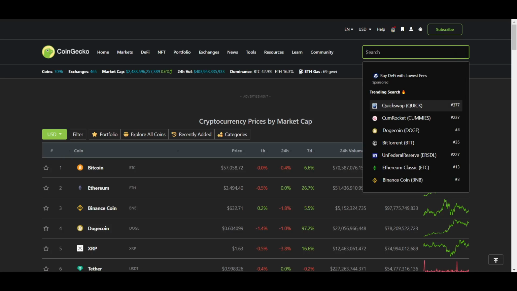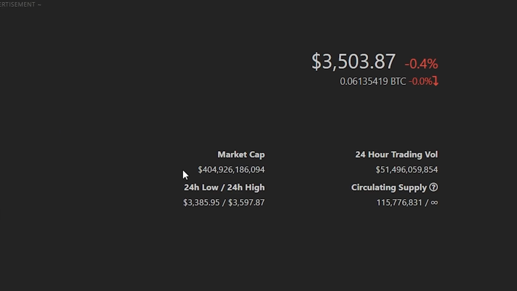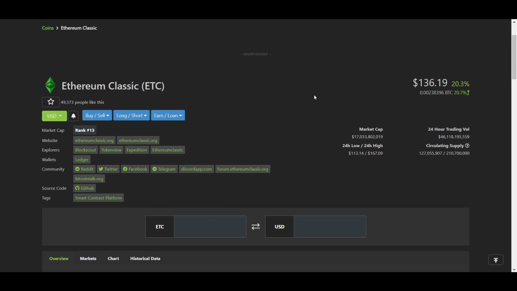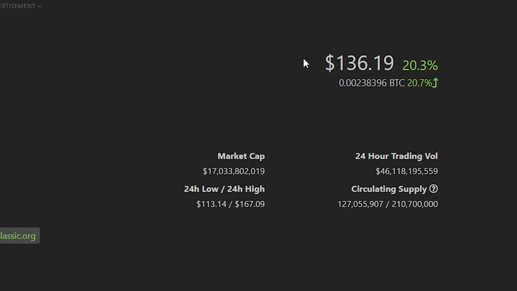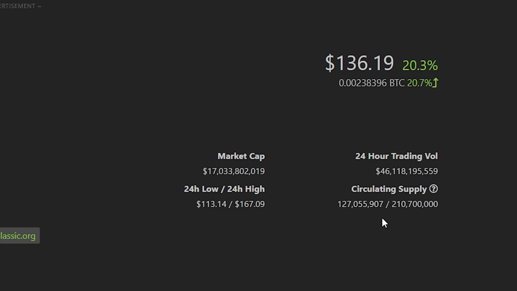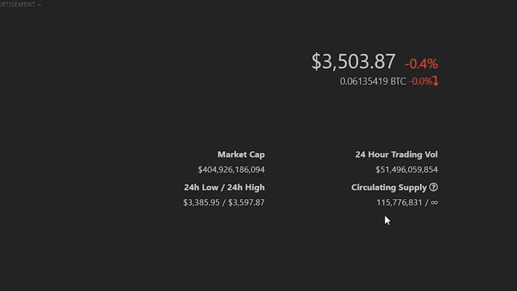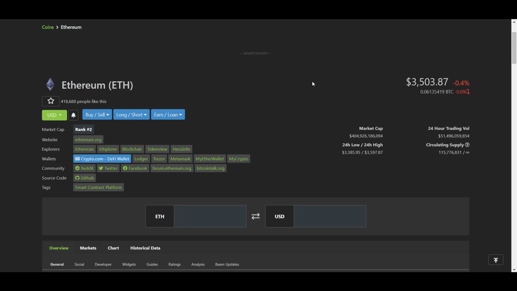But if we take a look at Ethereum, it is worth around $3,500 and has a market cap of $405 billion. If we look at Ethereum Classic, it is worth around $140 and has a market cap of almost $18 billion. Another difference between the two chains is that there is a difference in supply. Ethereum Classic has a maximum supply of 210 million with 127 million circulating, while Ethereum has no maximum supply with 115 million circulating. This is not the only difference between the two chains, as they have taken other slightly different courses in terms of development.